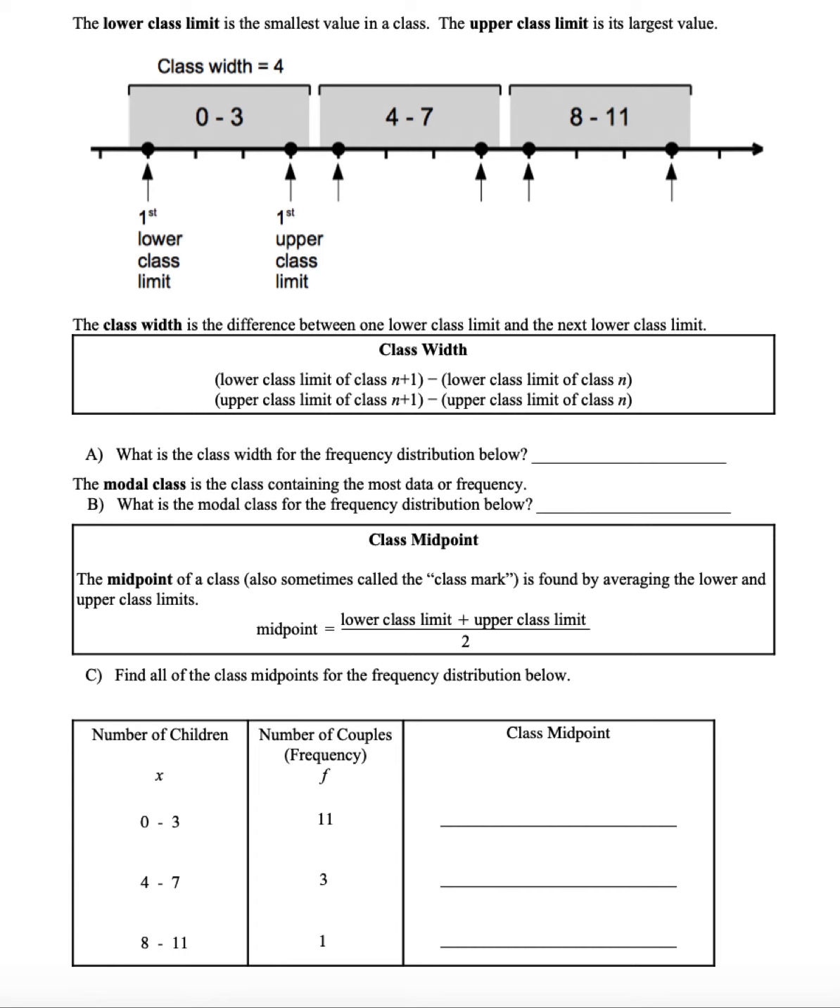A lower class limit is the smallest value in a class, and the upper class limit is the largest value of the class. Three classes are shown here in this diagram. The first class is the 0 to 3 class. The lower limit of this class is 0, and the upper limit is 3. This would be the first class.